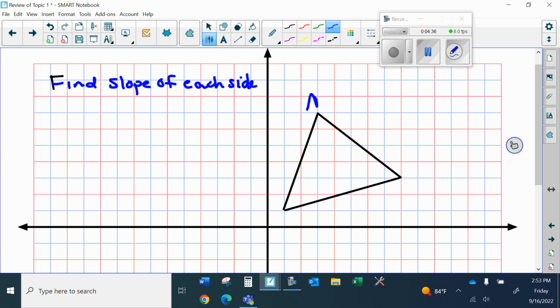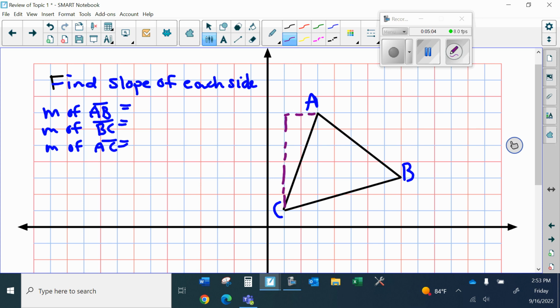So if I call this A, B, and C, I have to find the slope of segment AB, slope of segment BC, and slope of segment AC. Anytime they're asking for slope, we're going to draw a right triangle. So we have right triangles drawn all around this.